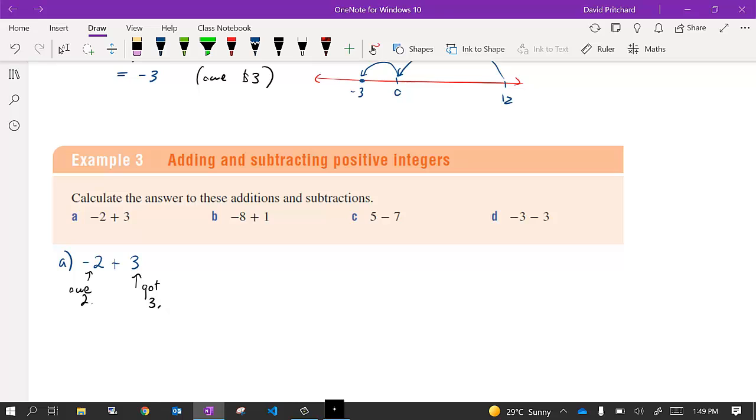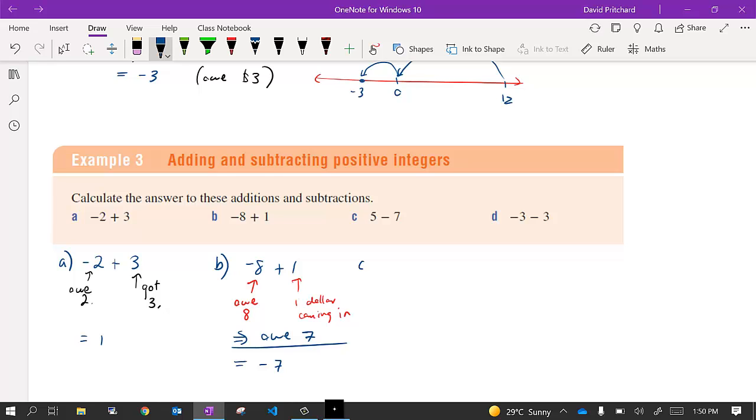Okay, so another way to think about that is we've got -2 plus 2 plus 1. So that 3 breaks into 2 and 1. All right, B. So -8 plus 1. So I owe 8 and I've got $1 coming in. So if I owe 8 and I've got 1 coming in, then I still am going to owe 7. And that means I end up with -7 as my answer.